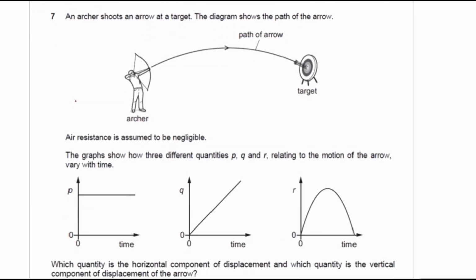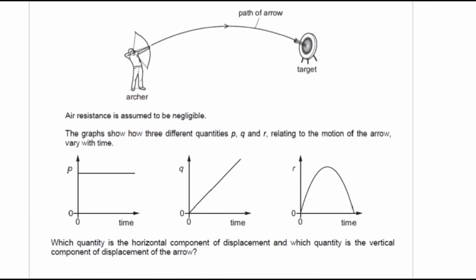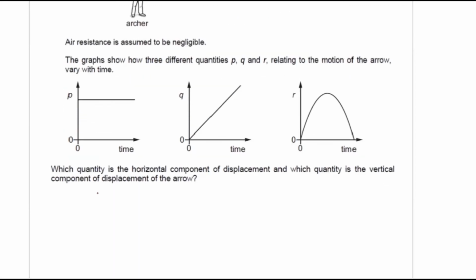Okay, now let us discuss another question here. An archer shoots an arrow at a target. So projectile motion. Okay, the diagram shows the path of the arrow. Air resistance is assumed to be negligible. The graph shows how three different quantities, P, Q, and R, relating to the motion of the arrow, vary with time. Okay, so you can see this one, horizontal. So what is constant? We need to figure out.